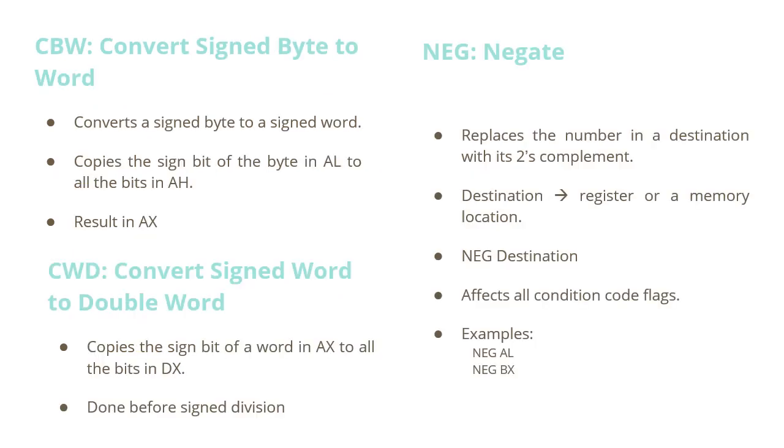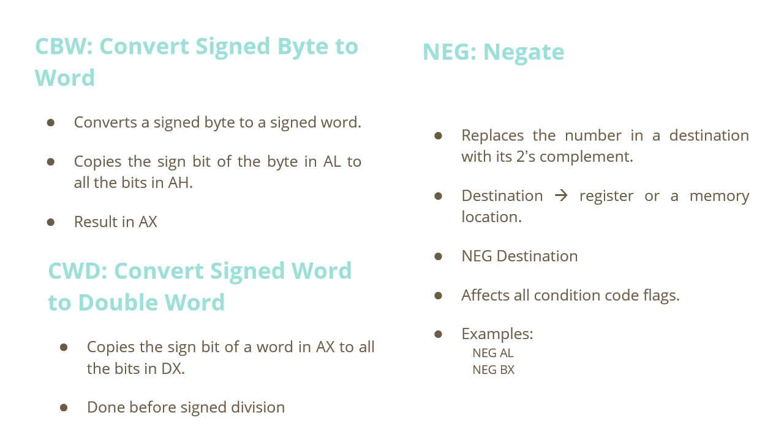The CBW instruction is to convert a signed byte to a word. This instruction converts a signed byte to a signed word. In other words, it copies the sign bit of the byte to be converted, which is present in AL, to all the bits in the AH register. The result of this operation will be present in the AX register. This instruction will not affect any of the flags.